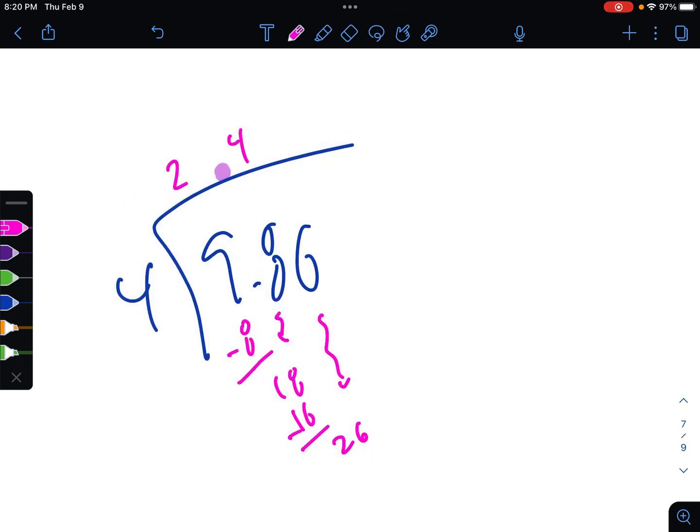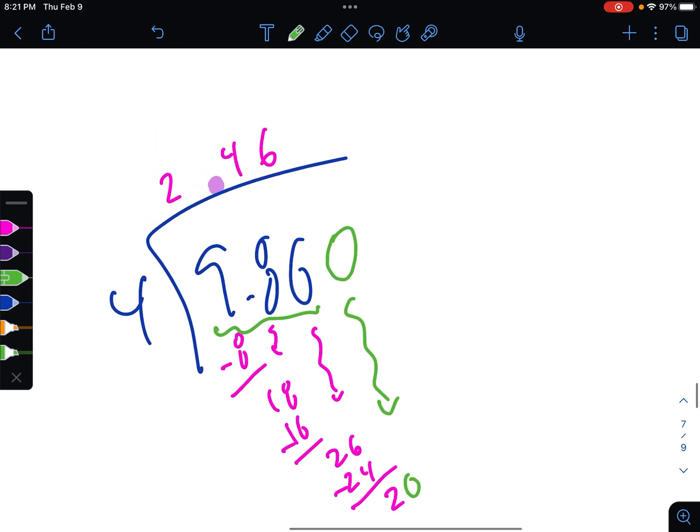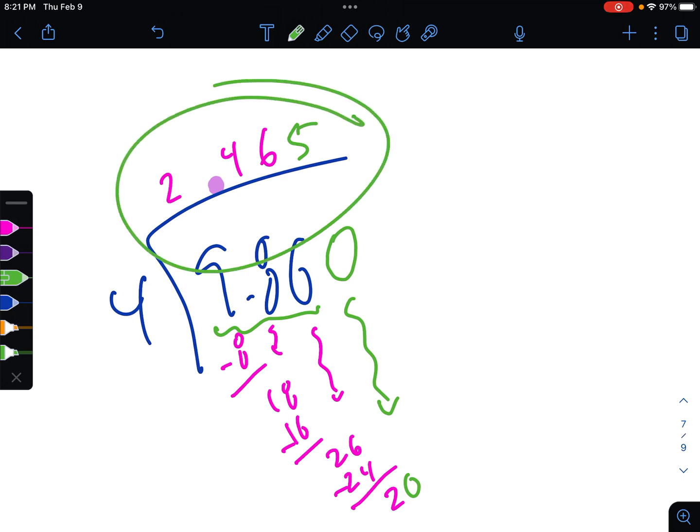The closest I can get is maybe 6. 4 times 6. Yeah, 4 times 6 is 24. It's going to get me nice and close. I still have a remainder of 2. All right, I ran out of digits, but remember, we can add zeros on the end, and it doesn't change the value of this. And now I can drop it down into place. 4 goes into 25 times. My decimal terminates, and there is my answer.